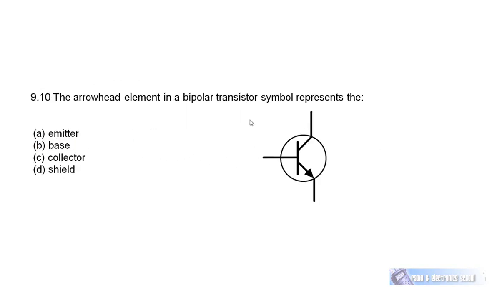Question 9.10 is asking about the arrow on the symbol. This symbol, the arrow is pointing out, so this is never points in. This is an NPN transistor, and the arrowhead is the emitter. So this terminal is the emitter. This is the base, this is the collector.